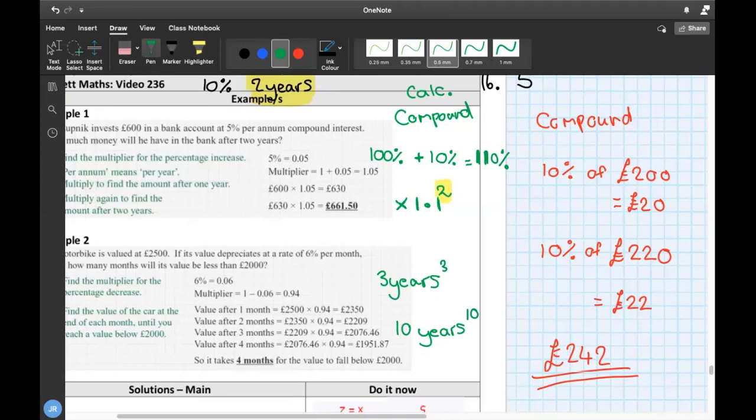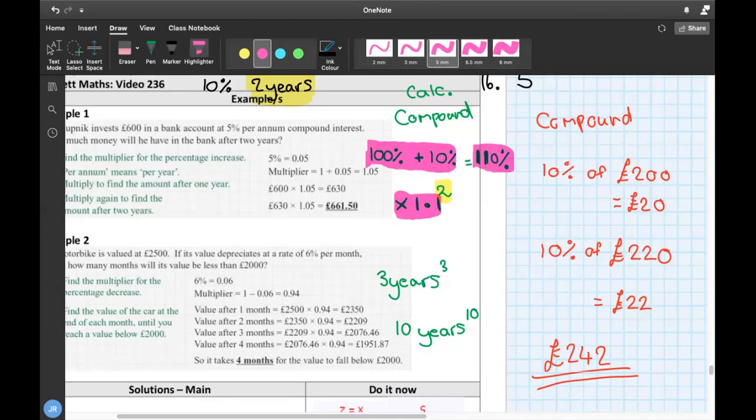So the method we're going to be looking at today is this calculated compound interest. First thing to do is we found out how much percent we're going to have. If you're increasing, you will add the percentage. If you're decreasing, you will subtract the percentage. Then you go from your percentage to its decimal multiplier. Here we had 110%, so the multiplier was 1.1.